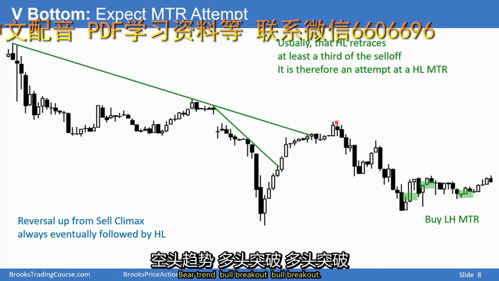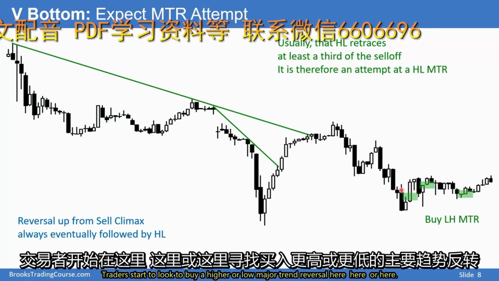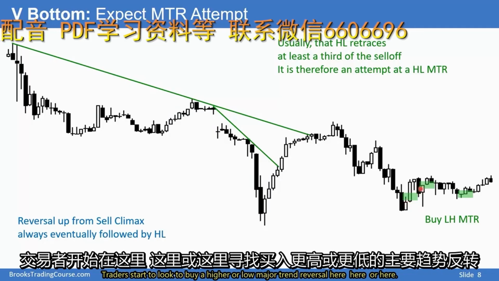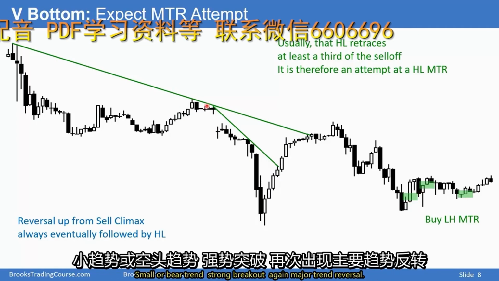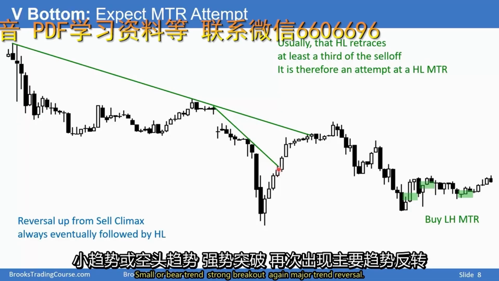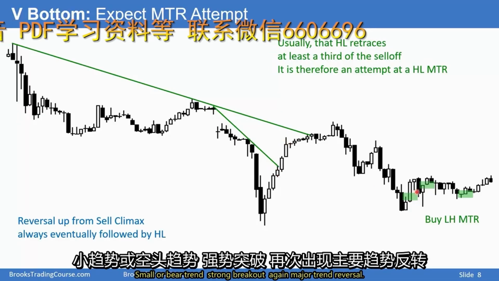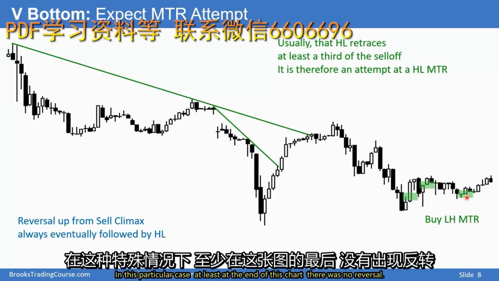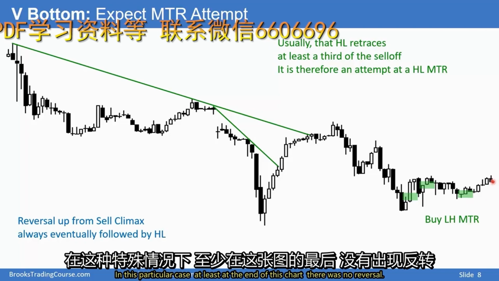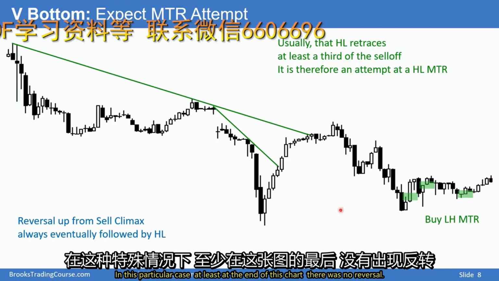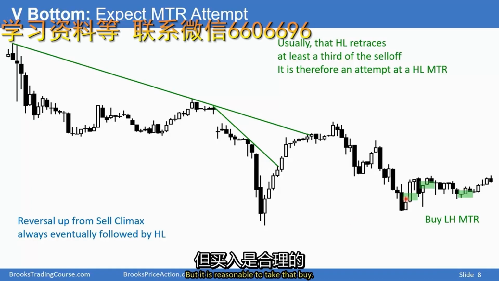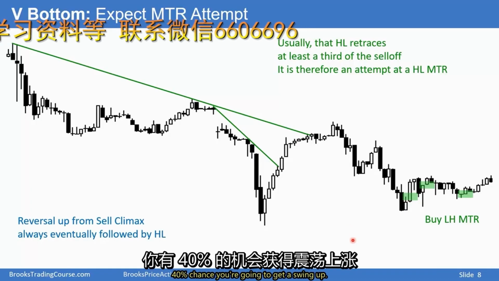Bear trend, bull breakout, traders start to look to buy a higher low major trend reversal here, here, or here. Smaller bear trend, strong breakout, again, major trend reversal. In this particular case, at least at the end of this chart, there was no reversal. It just continued sideways. But it is reasonable to take that buy.